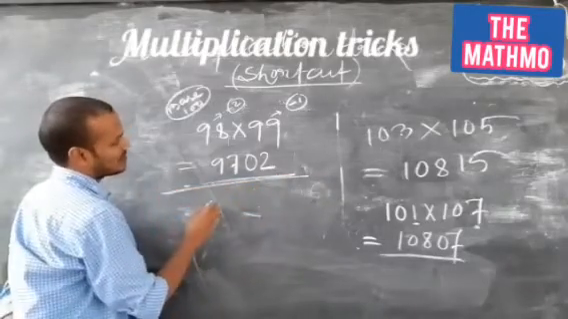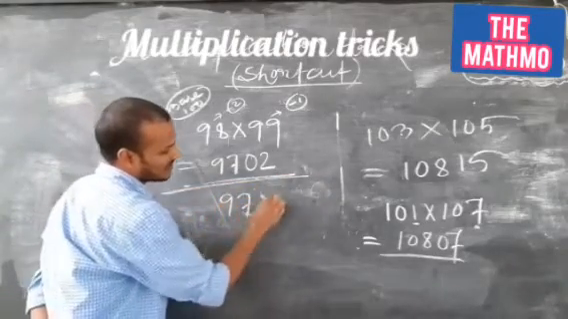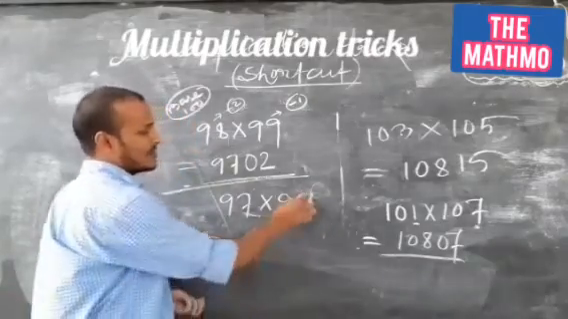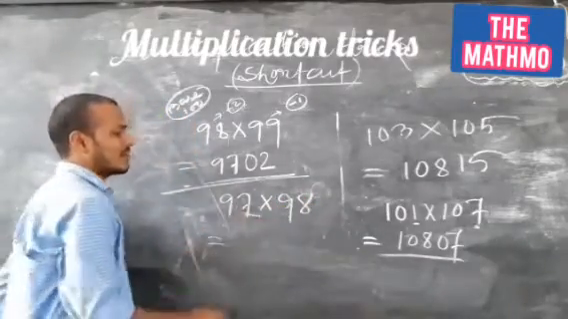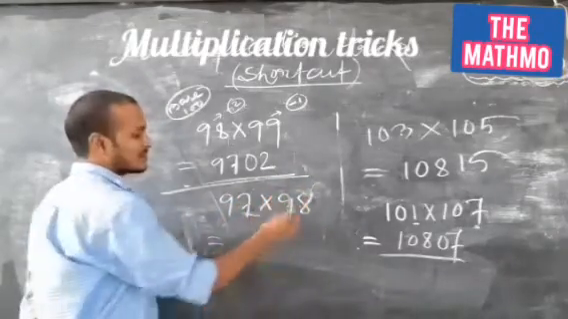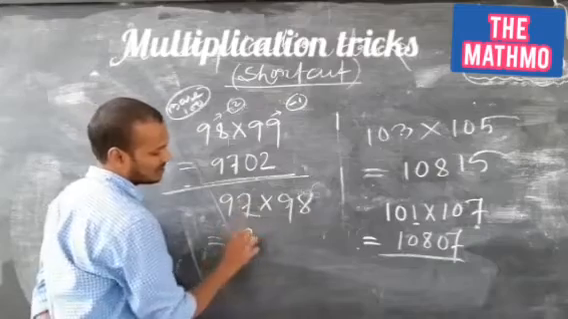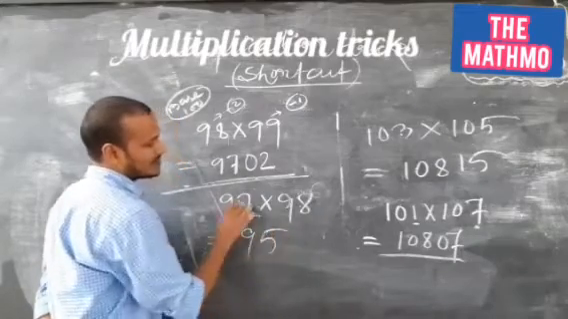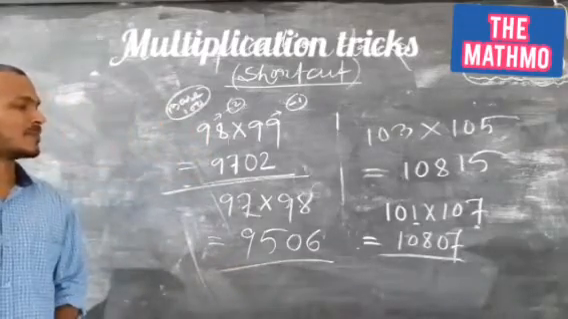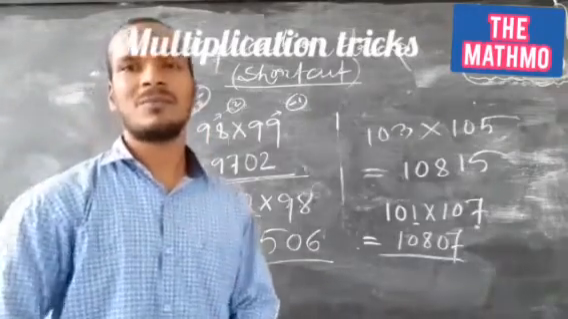Let's see one more example. Say 97 and 98. Do it fast. So here it is 3 less and this is 2 less. So either you subtract 2 from here or 3 from there. So if you subtract 2 from this number, it will be 95. And the difference is 3 and 2. It is 6. Hope you understood.